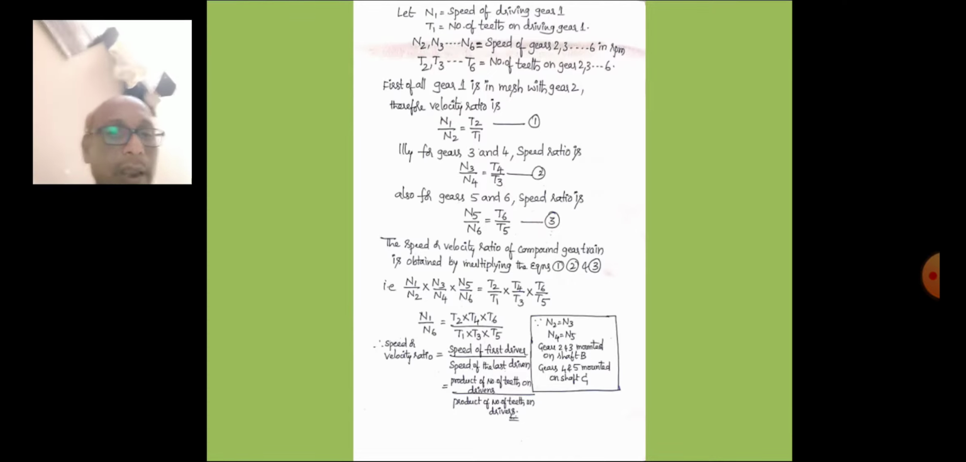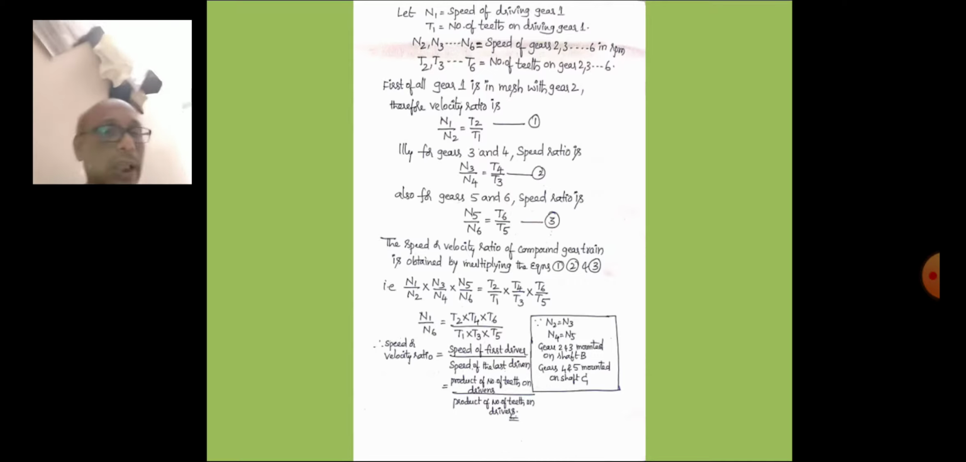So hence N2 is equal to N3, and these two get cancelled. N4 is equal to N5, therefore these two get cancelled. What is left on the left hand side is N1 by N6. That is equal to T2 into T4 into T6 by T1 into T3 into T5.